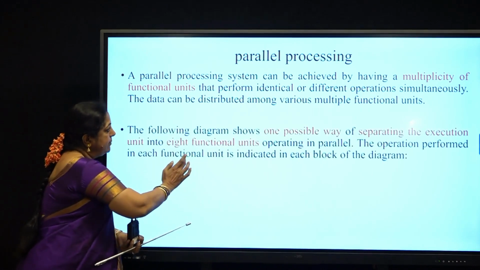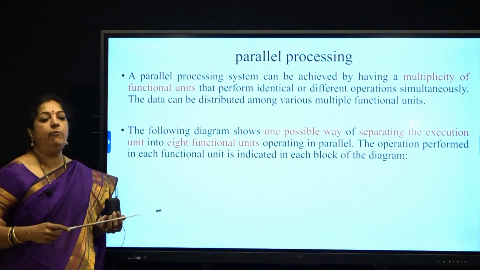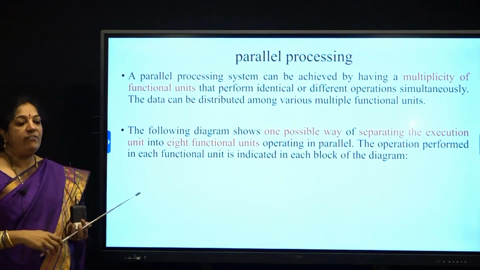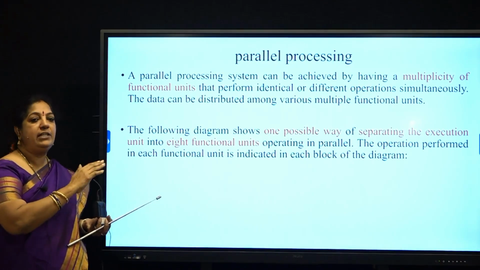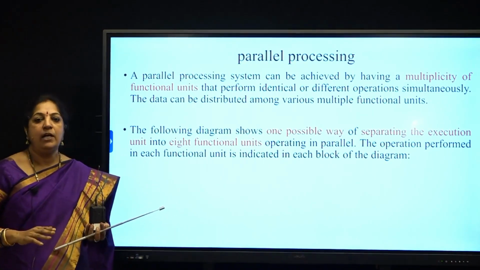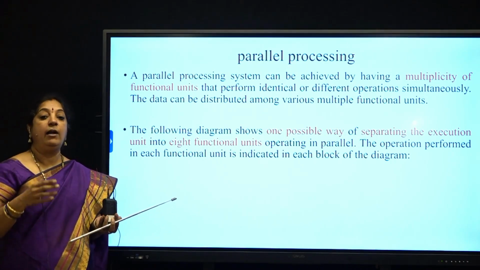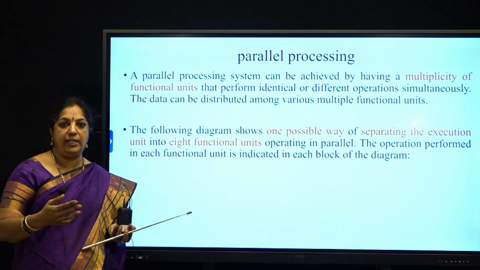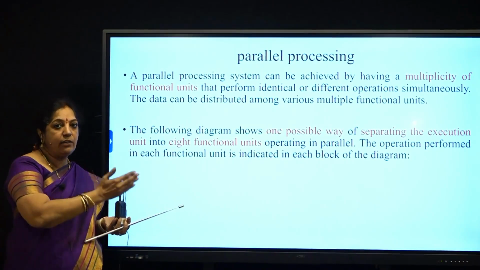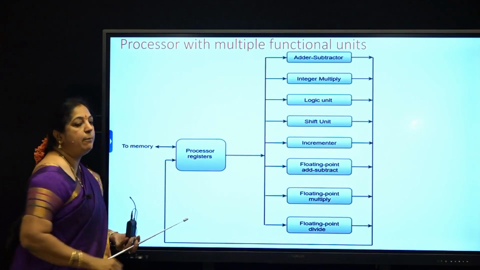So how is it possible? One of the possible ways is that we separate the executive unit and the functional units. Based on the functionality, what functions we are performing and what functions we can perform individually, we separate them. We maintain the functional units and the executive unit separately, and the processor separately. Let us see the block diagram.